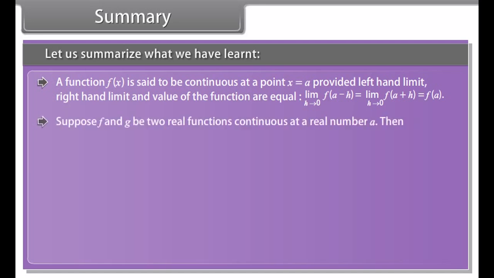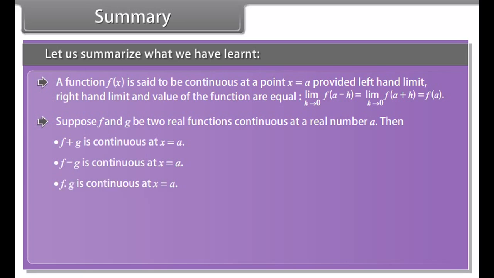Suppose f and g are two real functions continuous at a real number a, then f plus g is continuous at x is equal to a. F minus g is continuous at x is equal to a. F into g is continuous at x is equal to a. F by g is continuous at x is equal to a, g of a not equal to 0.